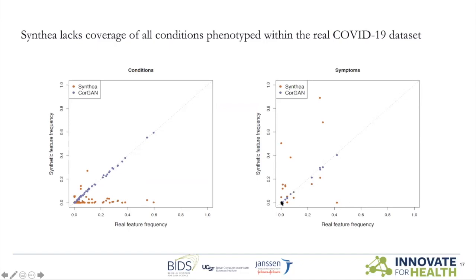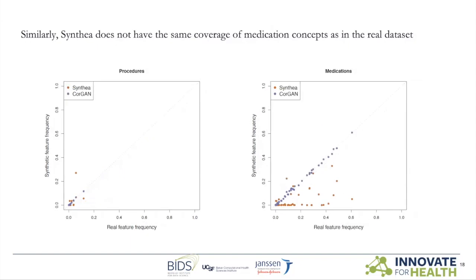For symptoms, for CorGAN, we show some of the same patterns of high correlation. For Synthea, it's kind of all over the board. And not to do this to death, but here's just the procedures, of which there are very few and tend to map very well. For medications, the medication concepts seem to show the same univariate feature relationships as with conditions, in that CorGAN tracks very well, but many of the medications that are present in the real data are just not present in the same depth of granularity or scope in the Synthea data set.